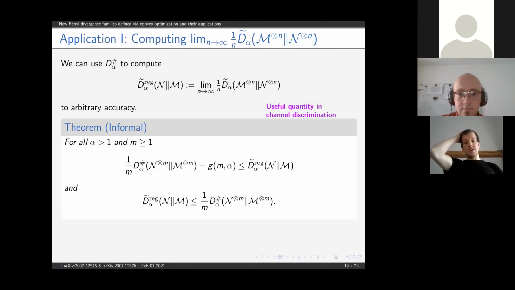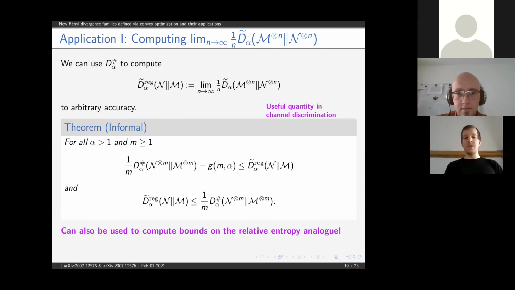So basically in the work, what is shown is that one can compute a sequence of improving lower bounds and a sequence of improving upper bounds that coincide as m tends towards infinity. And these lower bounds and upper bounds are defined in terms of the D-sharp channel divergence between the mth tensor powers of the channels. So we can compute these quantities and compute to whatever accuracy we want these regularized sandwiched channel divergences now.